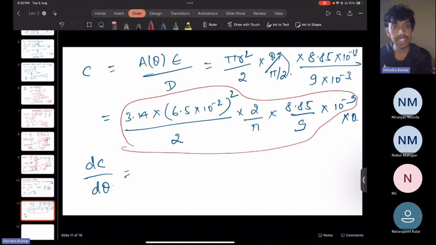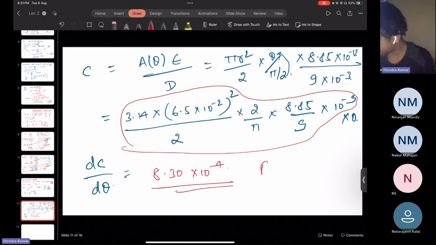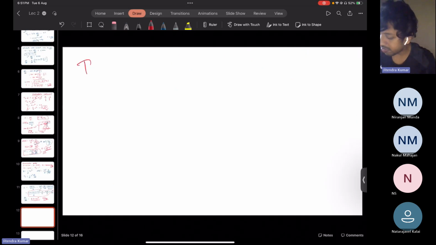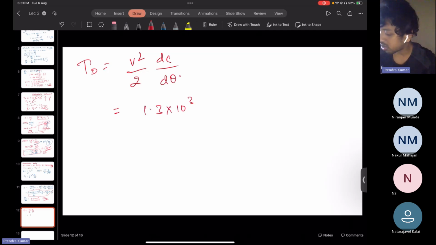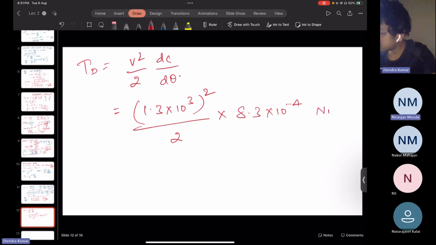And after calculating dC by d theta, can anyone let me know what this value will be? 8.30 into 10 raised to power minus 4. This is the value of dC by d theta, right? So farad per degree. Now, to calculate the torque, we will use V square by 2 into dC by d theta. So V is given as 1.3 kV, 1.3 into 10 raised to power 3, squared, divided by 2 into the value 8.3 into 10 raised to power minus. So this will have Newton meter.